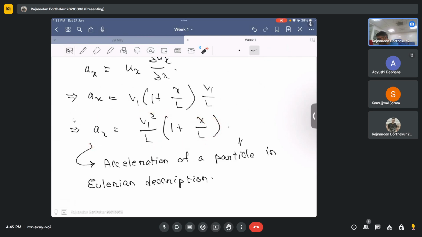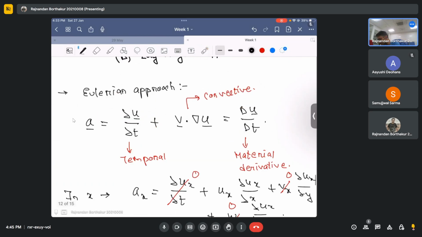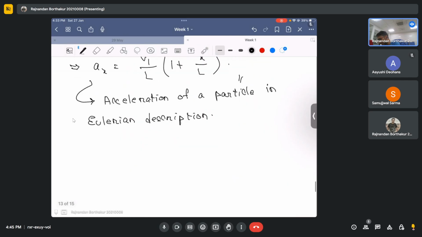The second part that they asked for, so this is the first part. In the second part, they ask us to evaluate the acceleration using the Lagrangian description. So we will use the Lagrangian approach.